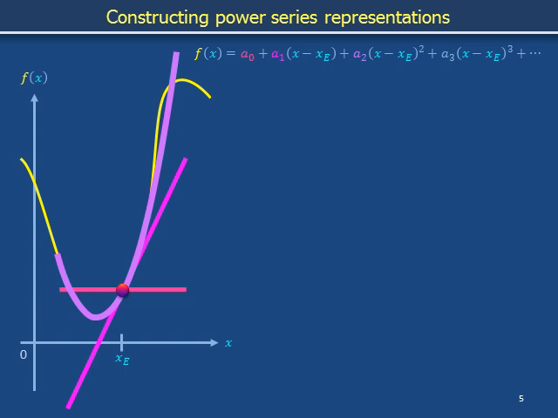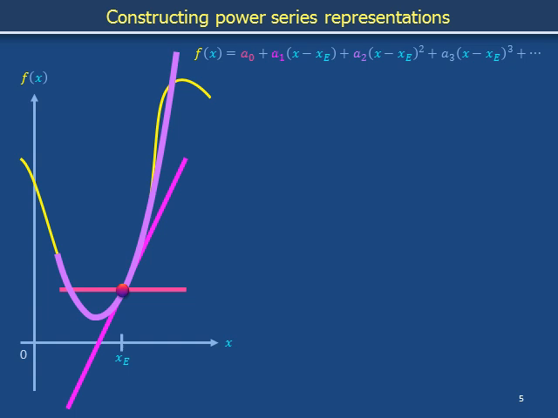We call this summation a power series representation for f of x with respect to the expansion point x sub e. What values do a0, a1, a2, a3, and additional coefficients take when we construct this power series for f of x? We answer this question by directly evaluating the original function and some of its derivatives, and by evaluating the power series and some of its derivatives, all at the expansion point x sub e.